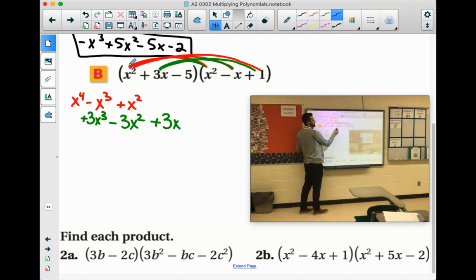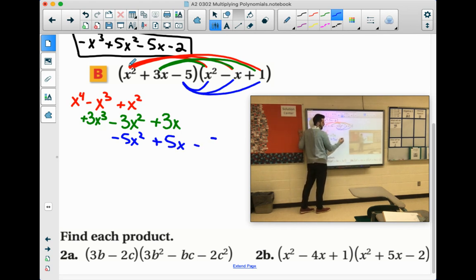Last one, we got to multiply everything by -5. -5 times x squared, -5x squared. -5 times -x would be +5x. And -5 times 1 would give us -5.